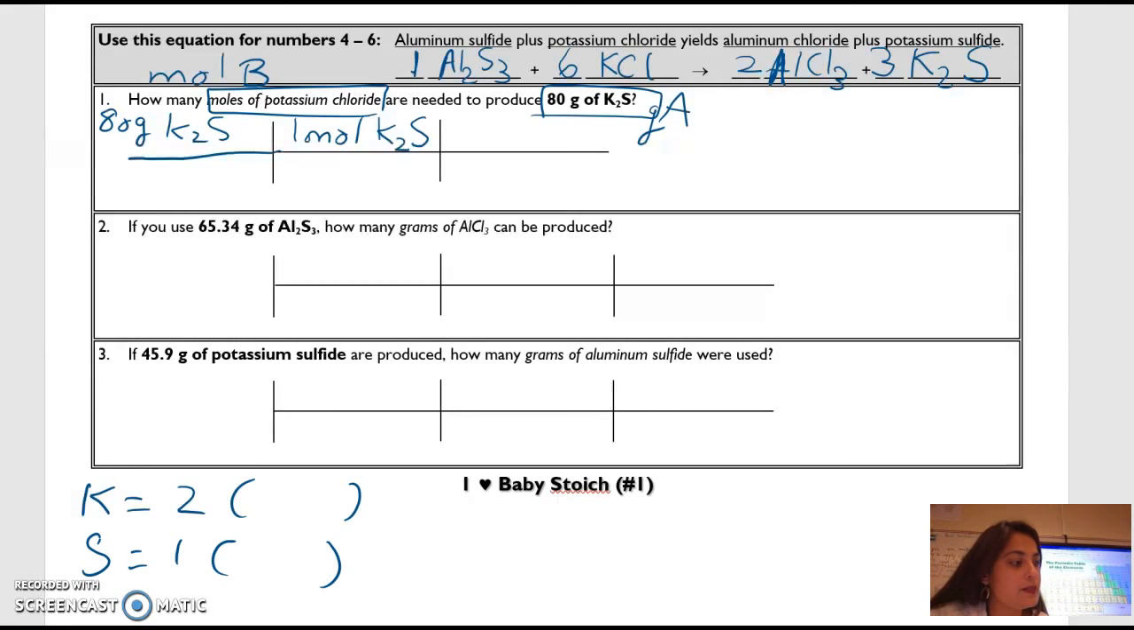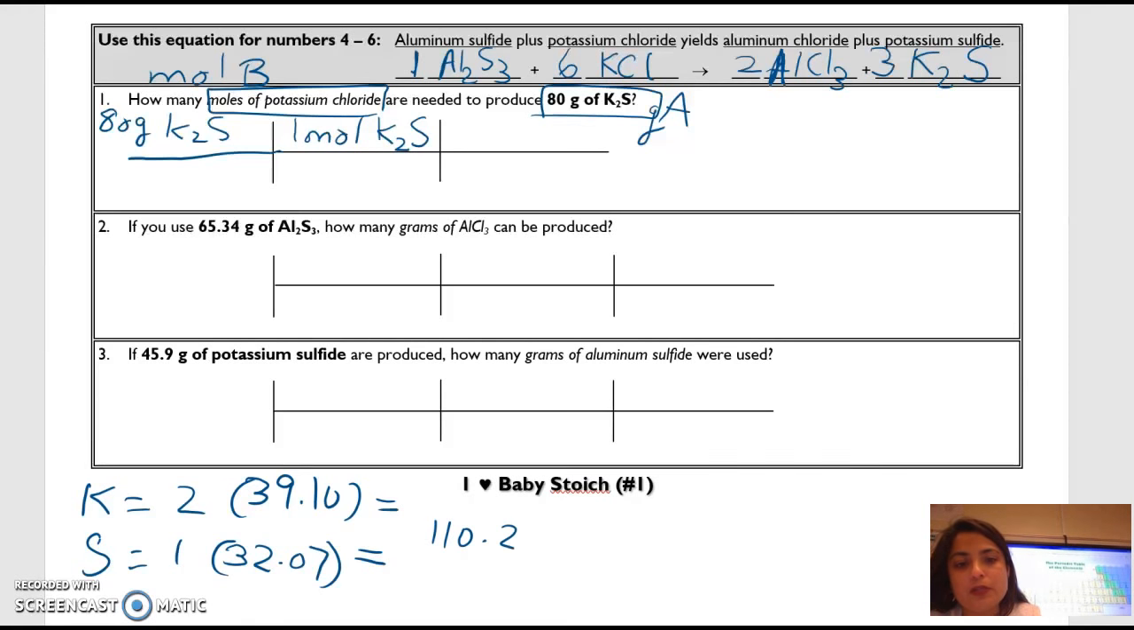So get the potassium's average atomic mass from the periodic table. Potassium is 39.1, and it's, of course, grams per mole. And then sulfur is 32.07, grams per mole. So we're going to multiply and add them up. And you should get 110.27. So whatever numbers you get here, you add those up and you should get 110.27 grams.